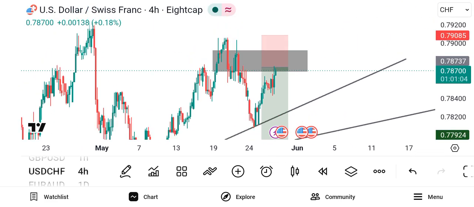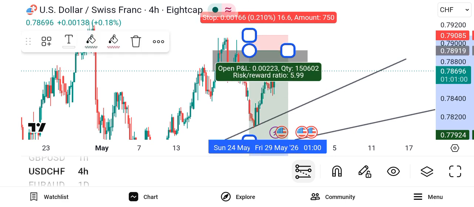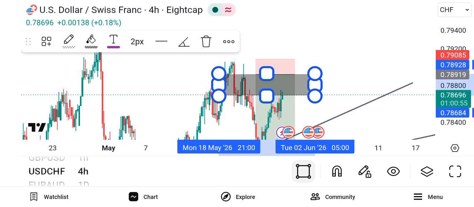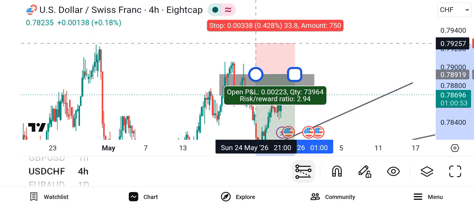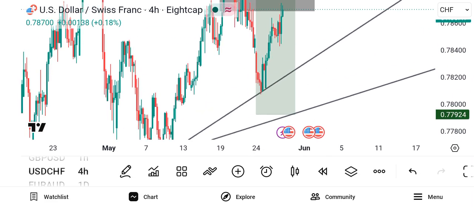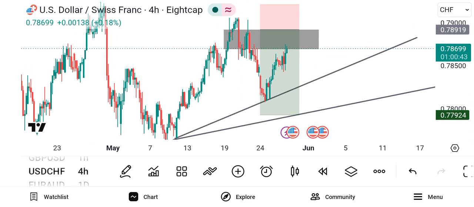I said if you want to place your entry, you can bring your entry up here, and put your stop loss slightly above this particular high here to be safer. At least this way can give you something like 1:3. Yes, it's good. So this is what I'll be keeping my eyes on in this particular trade, USDCHF. So this is a quick update on USDCHF, guys.